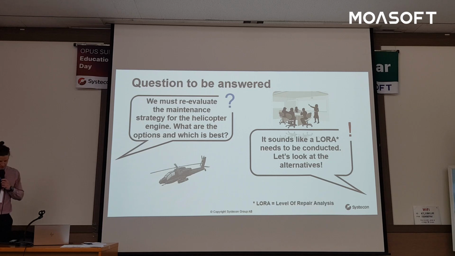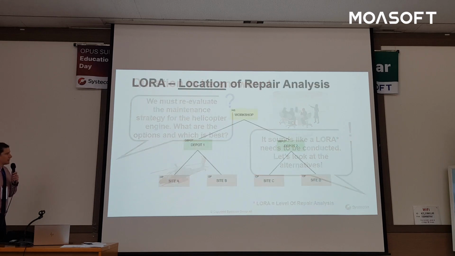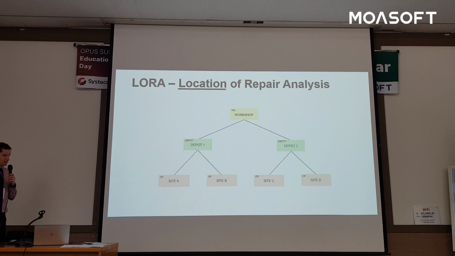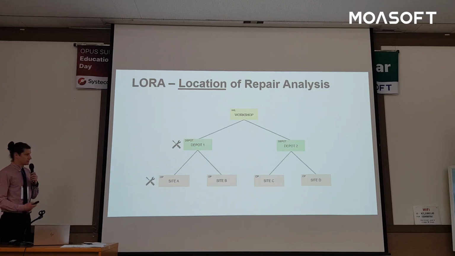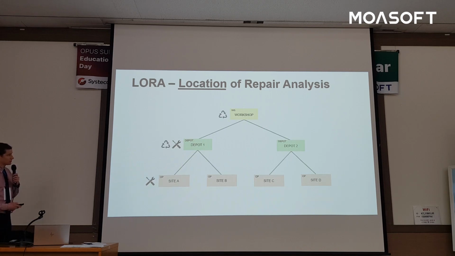So a LoRa is a standard concept, which stands for level or location, depending on who you ask, but level of repair analysis, as it says down here. So it's about understanding where to perform which maintenance, okay? And if we take a closer look at this, when we have an organization like this, we do need to perform different maintenance tasks, as you know, but it becomes many different alternatives here. So for example, looking at how can we replace stuff or repair items and also replace them.